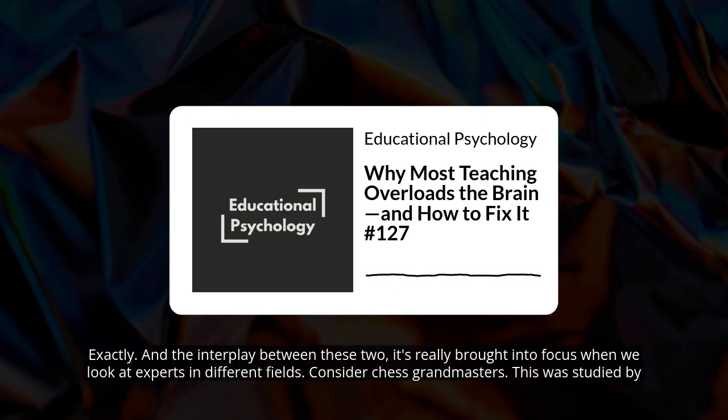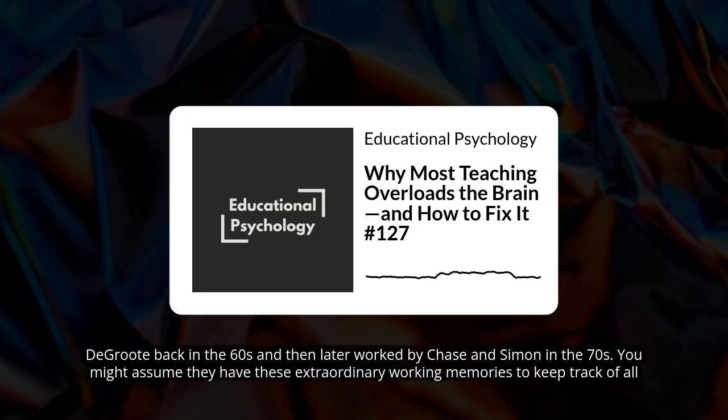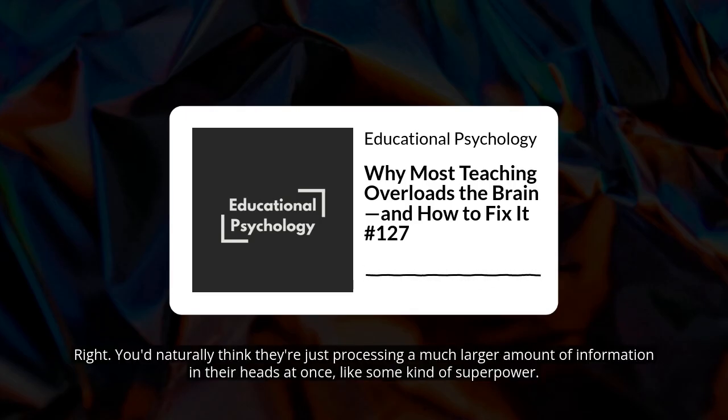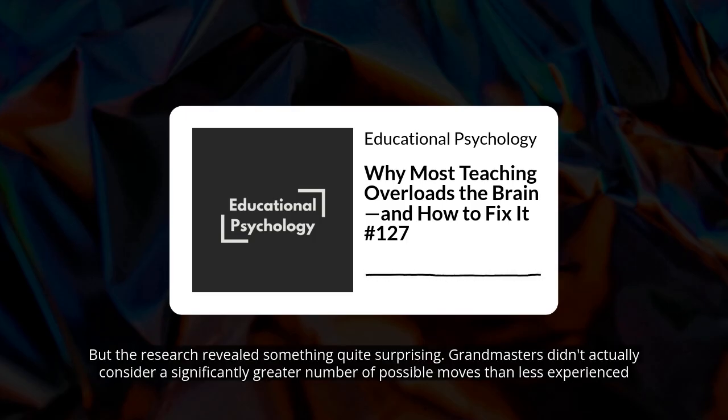Exactly. And the interplay between these two is really brought into focus when we look at experts in different fields. Consider chess grandmasters. This was studied by de Groot back in the 60s, and then later work by Chase and Simon in the 70s. You might assume they have these extraordinary working memories to keep track of all those possible moves on the board. You'd naturally think they're just processing a much larger amount of information in their heads at once, like some kind of superpower. But the research revealed something quite surprising.